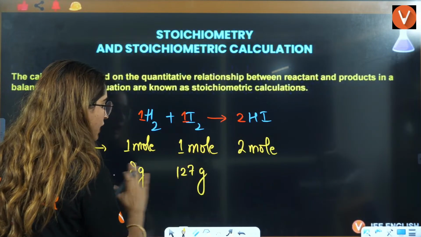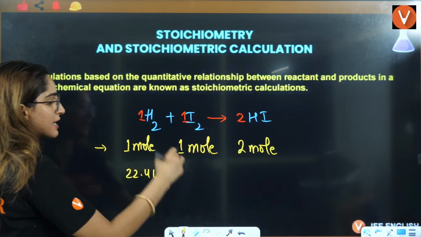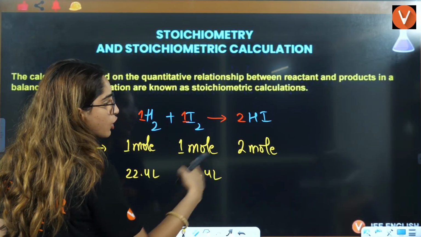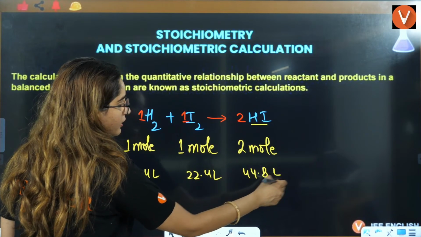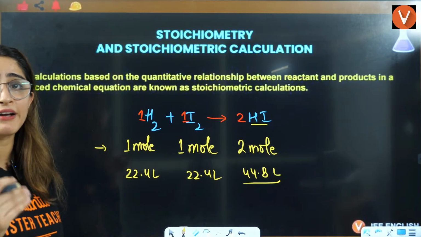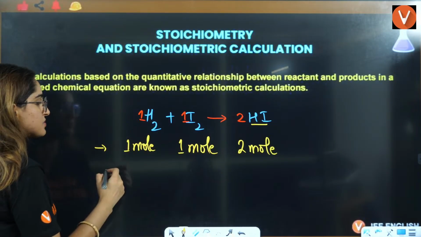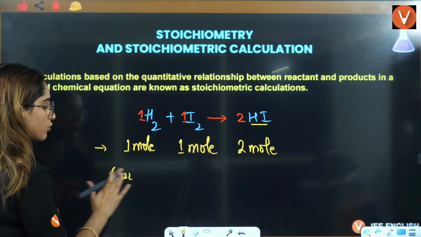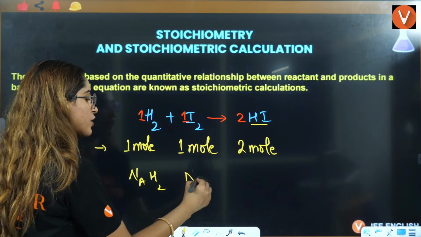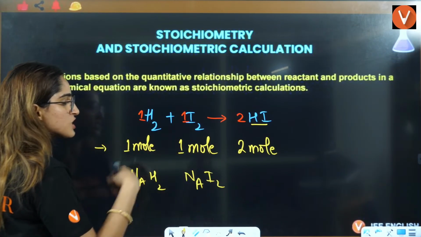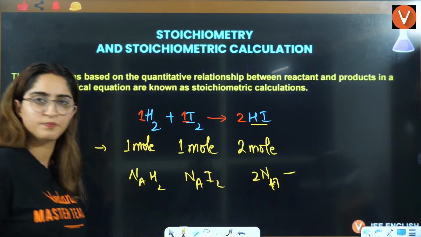And you can also write it in the form of volume: 22.4 liters reacts with 22.4 liters to give double the amount, that is 44.8 liters. You can also write it in terms of molecules: Avogadro's number of H2 molecules and Avogadro's number of I2 molecules give rise to 2 into Avogadro's number of HI molecules.